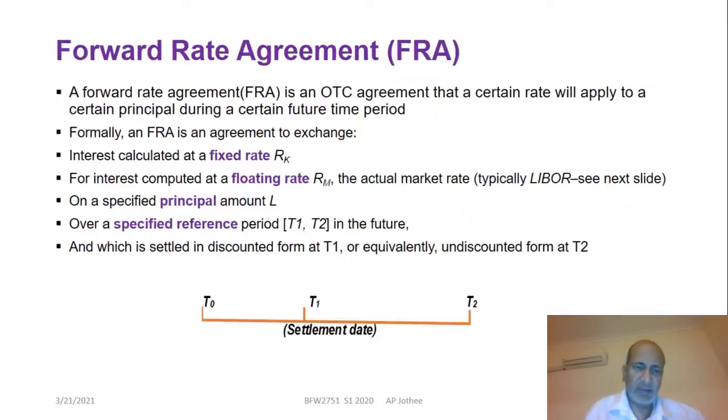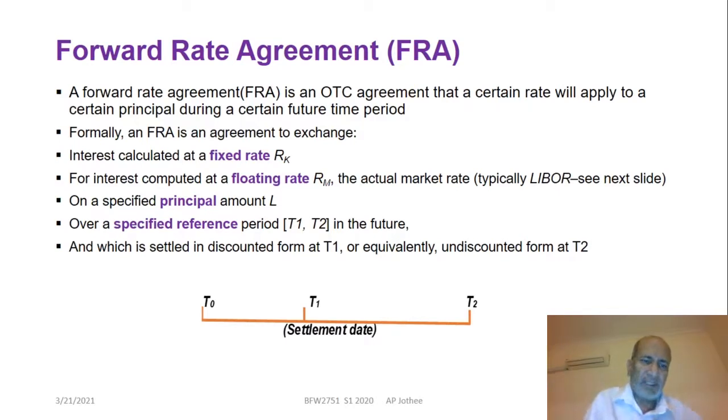Okay, let us see one by one. The forward rate agreements. Let's see what a forward rate agreement is. A forward rate agreement, or FRA as we call it, is an OTC agreement, an over the counter agreement, that a certain rate will apply. Now RK is a fixed rate, agreed today to a certain principal, that the principal amount may be 10 million, 20 million, 30 million or so, during a certain period of time between now and then.